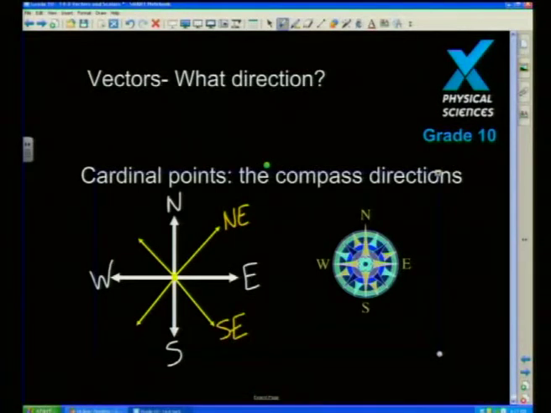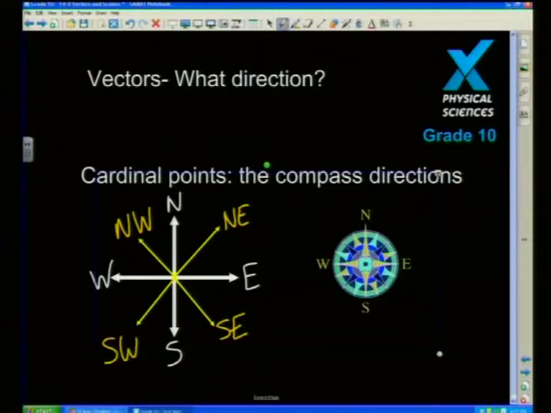A lot of you are wondering, why don't I say east-south? Well, north and south take priority over these. So over here, I'm going to say southwest, okay, and then over here, northwest. So you always mention the north or south first.